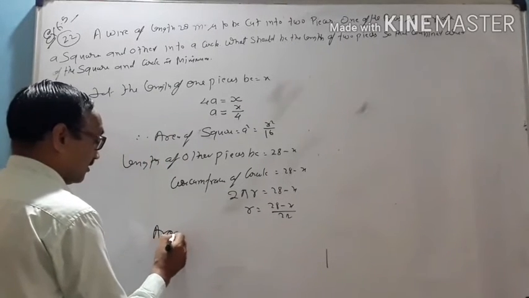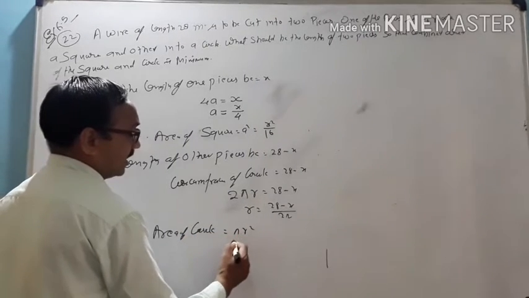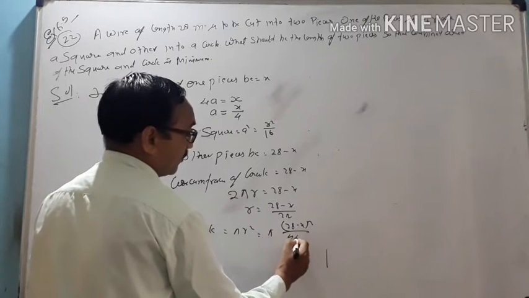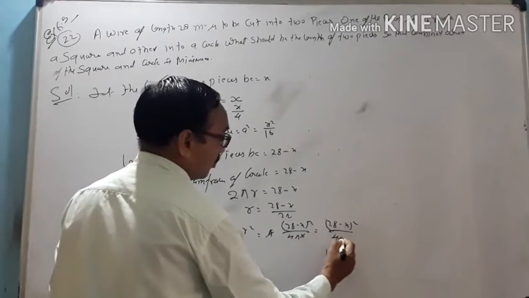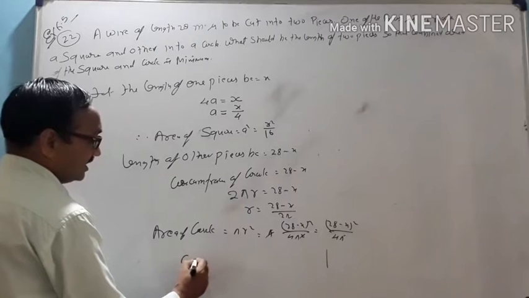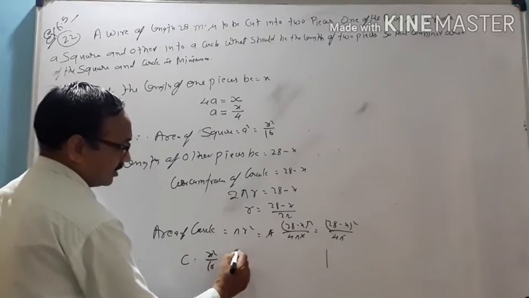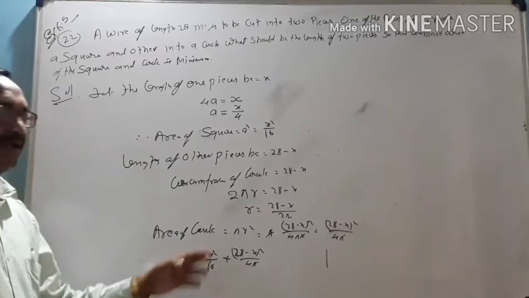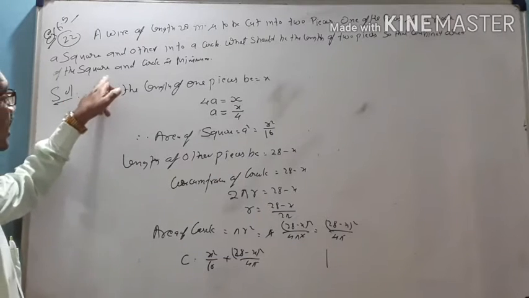Now the area of the circle. Area of circle is pi r square. So this means pi into 28 minus x whole square upon 4 pi square. Pi will cancel. So 28 minus x whole square upon 4 pi. This is the area of the circle. Now we find the combined area. C is equal to x square upon 16 plus 28 minus x whole square upon 4 pi. This is the combined area of the circle and square, and we have to find when it is minimum.